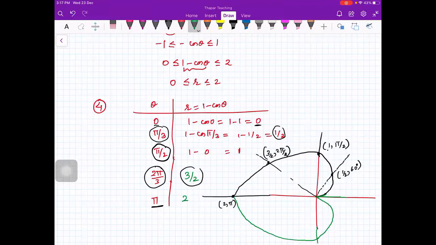Ma'am, basically we have to find the points and plot them. Yes, you have to find points, but you are using the information.